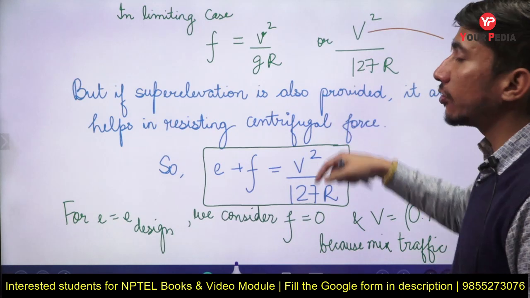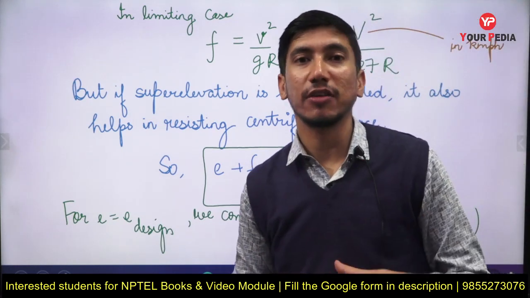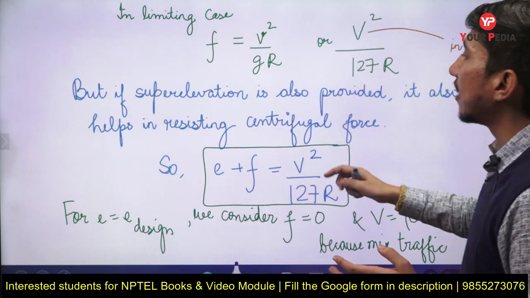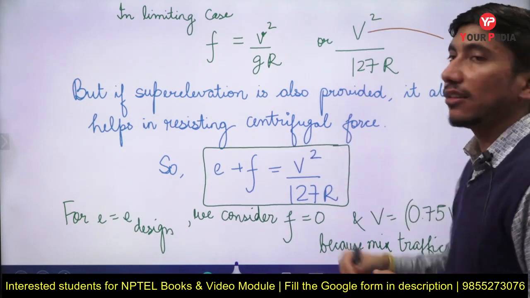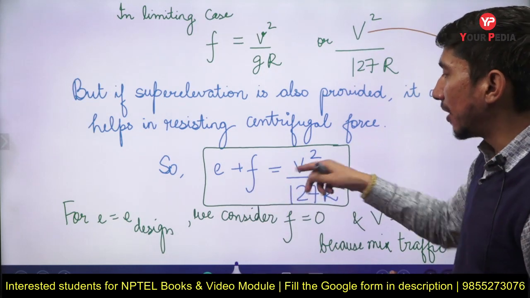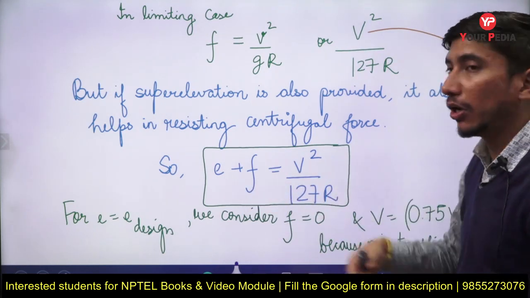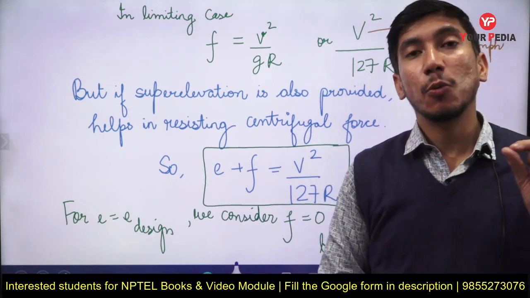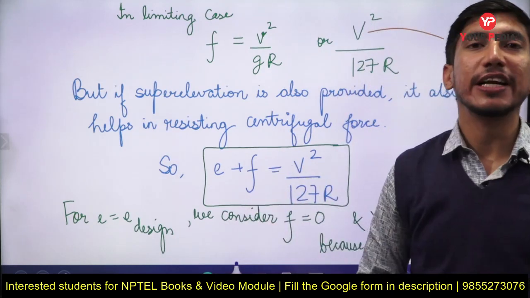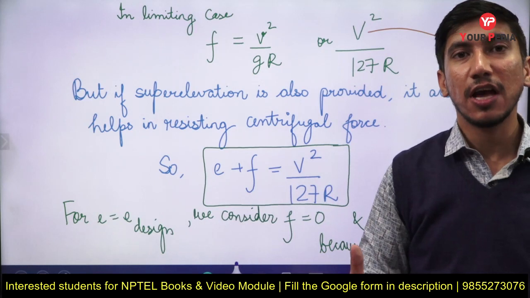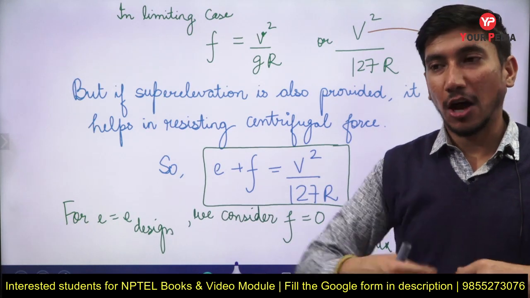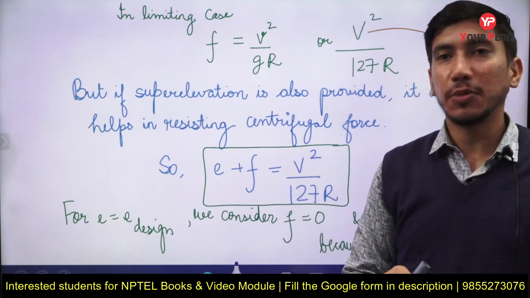But if super elevation is also provided, generally what we do is provide super elevation on the horizontal curve, raising the outer edge with respect to the inner edge. In that case, super elevation also helps in resisting the centrifugal force, and the formula becomes e plus f must be equal to or greater than v square upon 127 R. But when we need to find the design super elevation, we consider that there is no contribution of the lateral friction on that horizontal curve. So we consider that f is equal to 0. We want to make the horizontal curve safe only on the basis of super elevation.